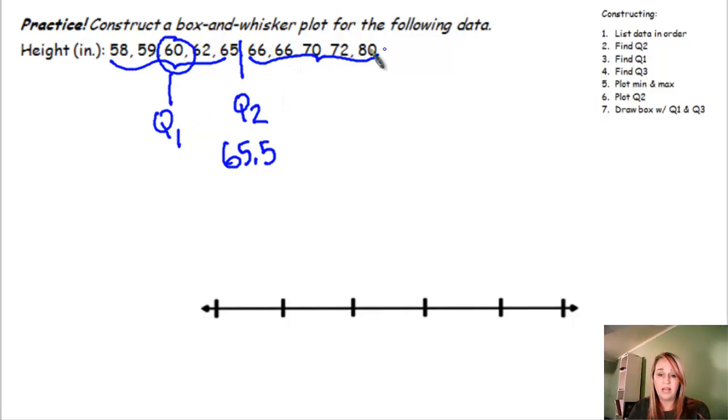And then my Q1, 1, 2, 3, 4, 5 happens to be right smack dab in the middle, is 60. And I have an odd number of pieces here. So right smack dab in the middle is 70. That's my Q3. This is my minimum. And here's my maximum.